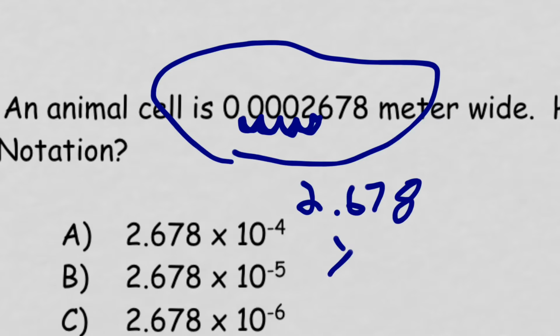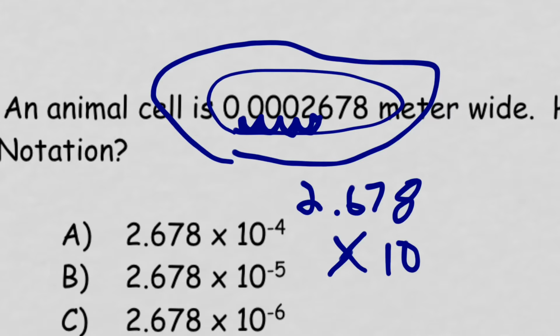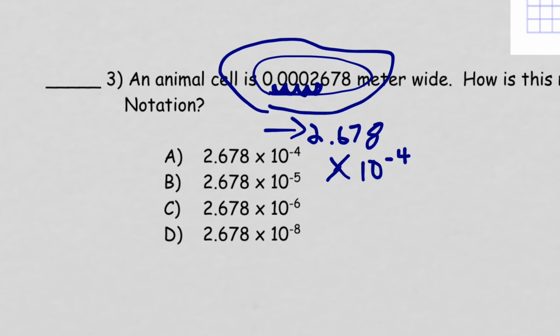2.678 times 10 to the, and since we made this number bigger when we turned it into this, then we're going to have to make this number smaller in order to keep it balanced. So it's going to be 10 to the negative 4. And that will give us choice A.